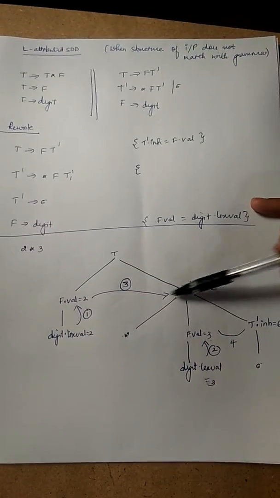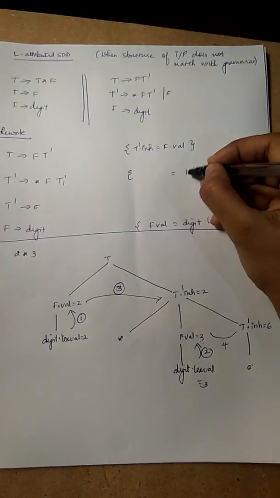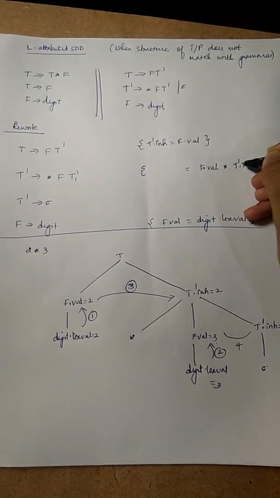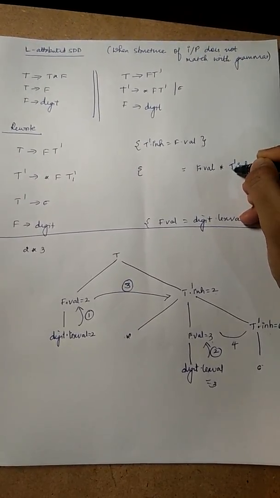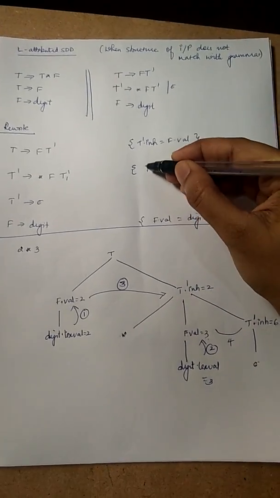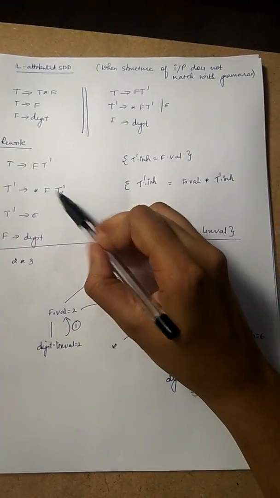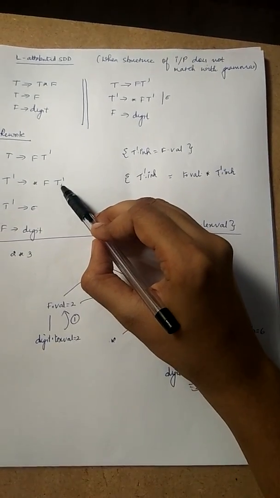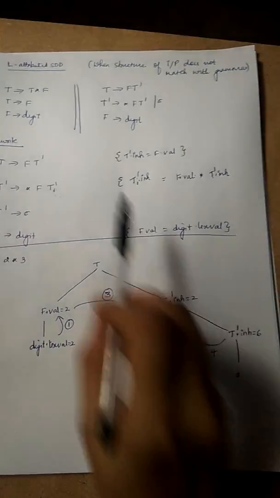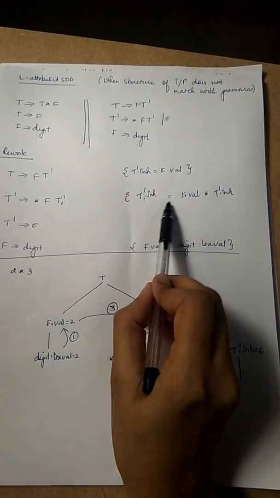Why? Because T' gives star F T', and T' is associated with this. So I shall write here: the F value is multiplied with T' dot inh. So remember, this T' dot inh is the parent or the head, and F dot value is its sibling. So this computed value is given to T' dot inh, and which T'? This one. Just to differentiate between these two T', we have suffixed it with 1. So here it is T1'. So know that this one is this one. It gets its value from this and this. So that is why we have written over here.